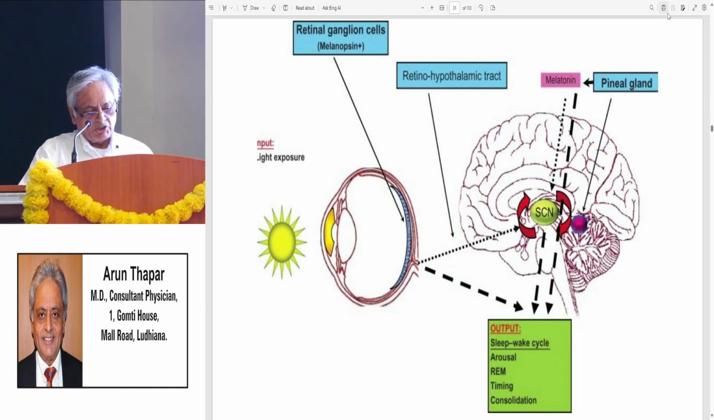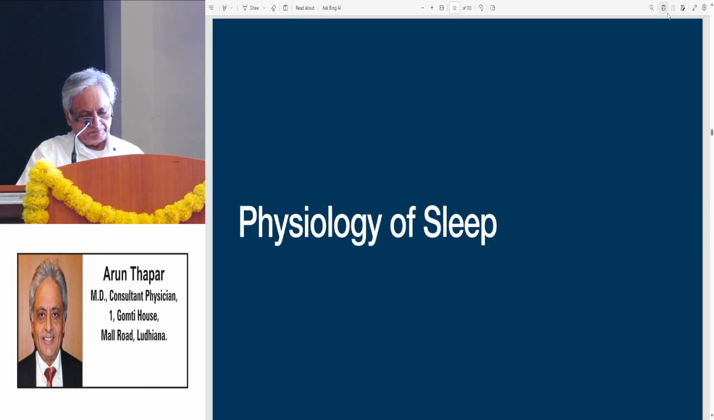Now I've depicted a picture over here where light comes in, and the retinal ganglion cells get excited. The information goes from the retino-hypothalamic tract to the pineal gland, and thereby the cycle gets set. It's a sleep-wake cycle which comes up, and you have arousal, then rapid eye movement, the timing and consolidations, all of which I'll be touching briefly.